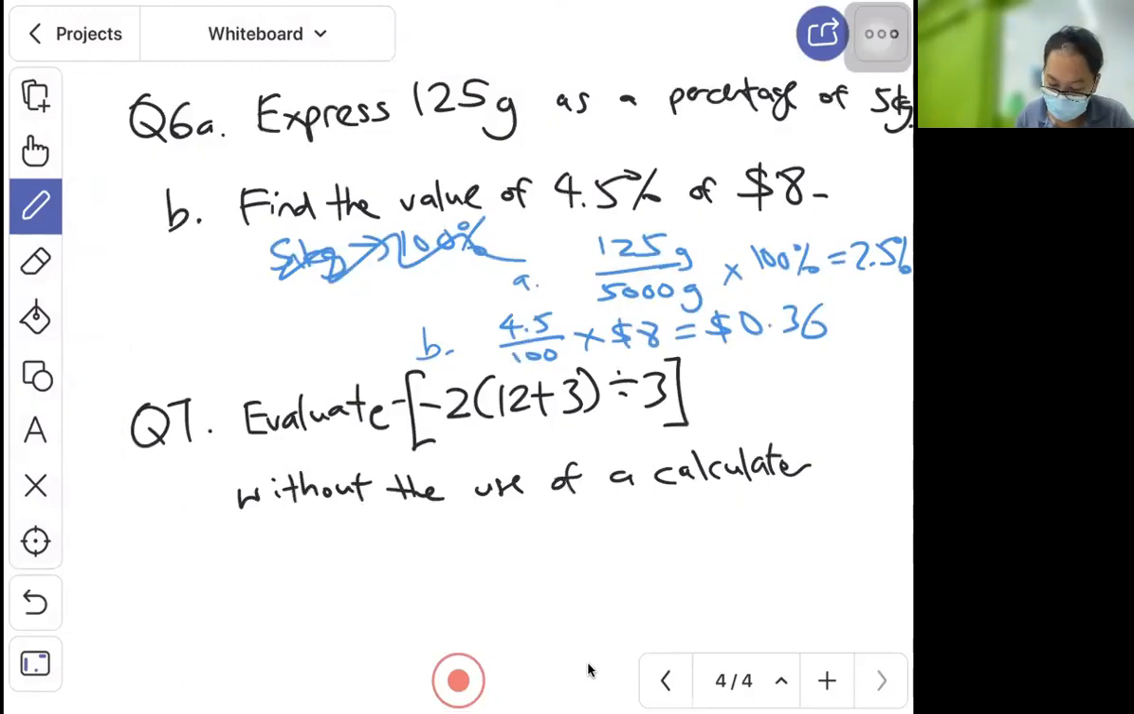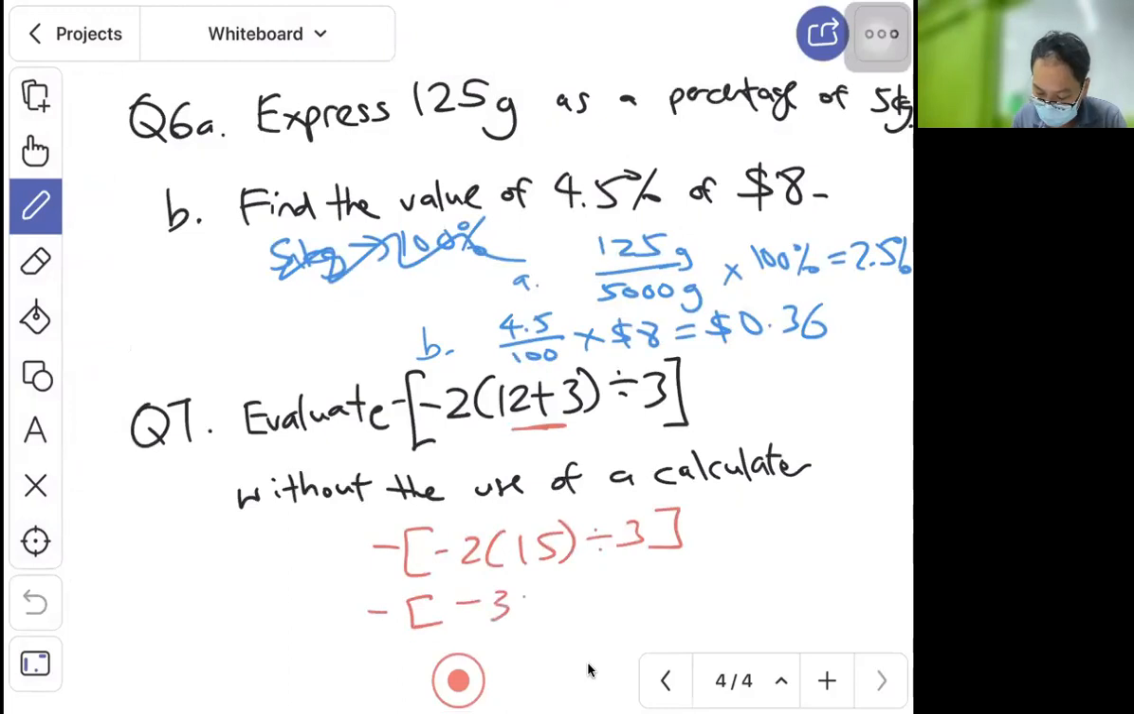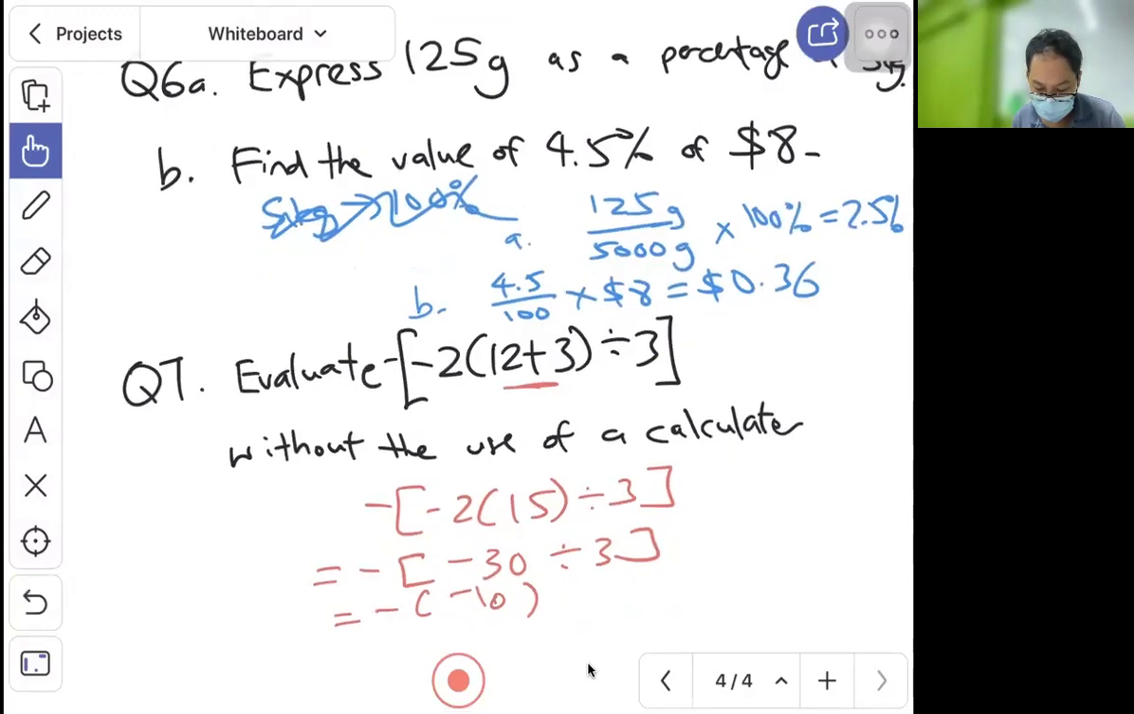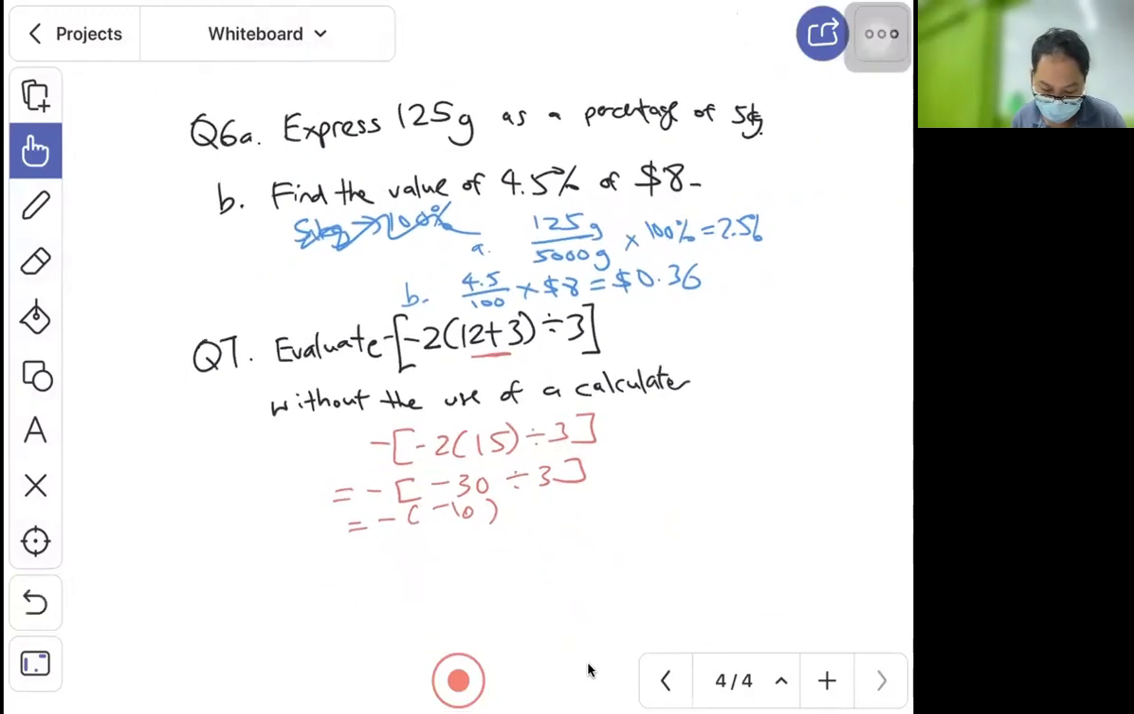Question 7, evaluate. Evaluate means find the value. So you do the bracket inside first, so you get 15 divided by 3. Next, you do the times. So negative 2 times 15 is negative 30, divided by 3. And negative 30 divided by 3 is negative 10. And last, you put in the other negative, correct answer, 10.